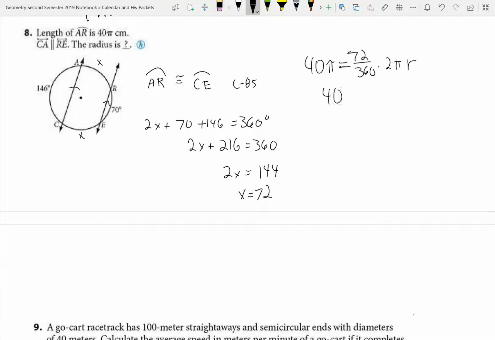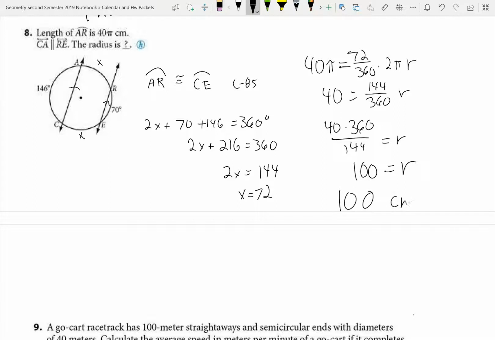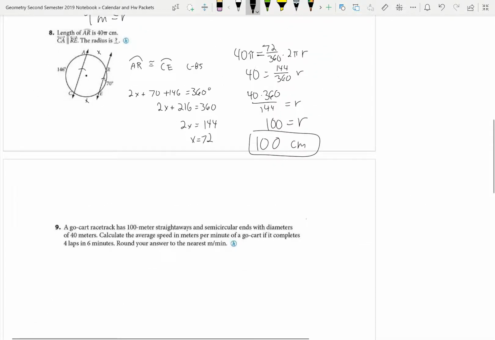So 40 equals 144 over 360 times r. Divide both sides by pi. 2 times 72 is 144. Multiply both sides by the reciprocal, and you will get 40 times 360 over 144 equals r. So 100 equals r. You want to put units on that number. So the radius is 100 centimeters.